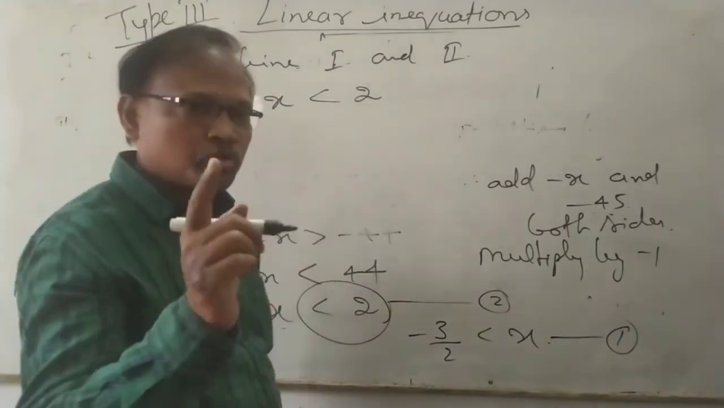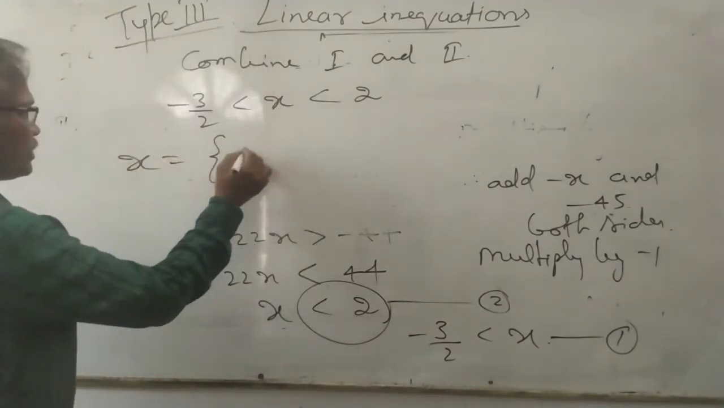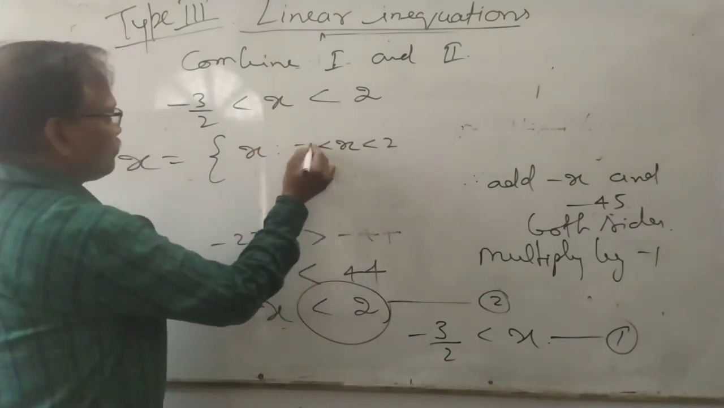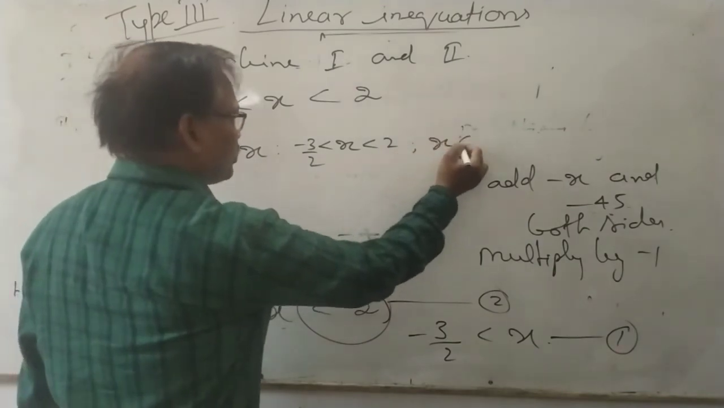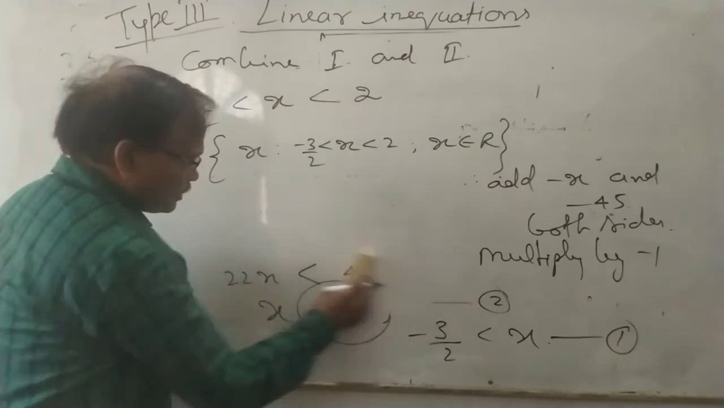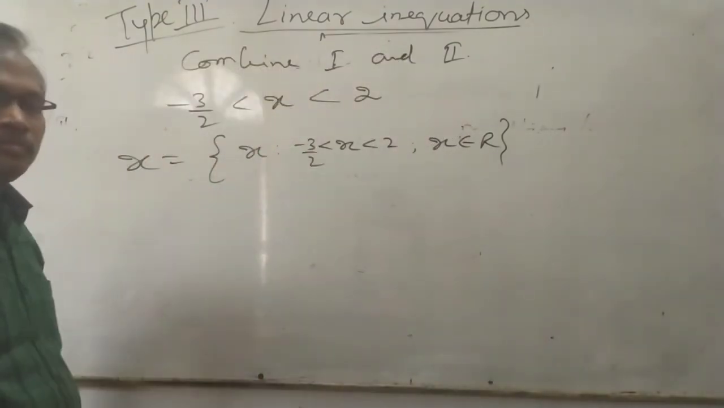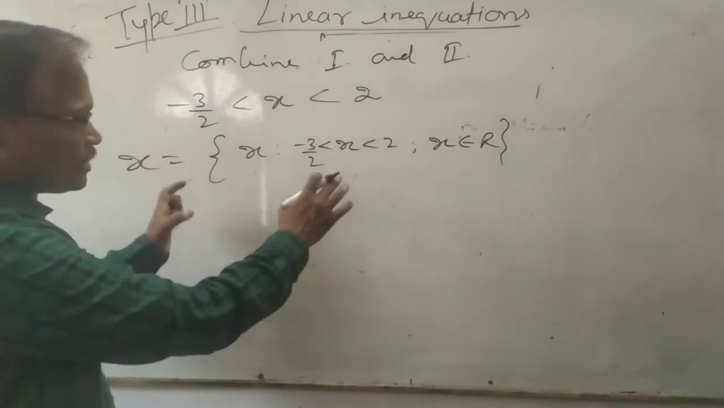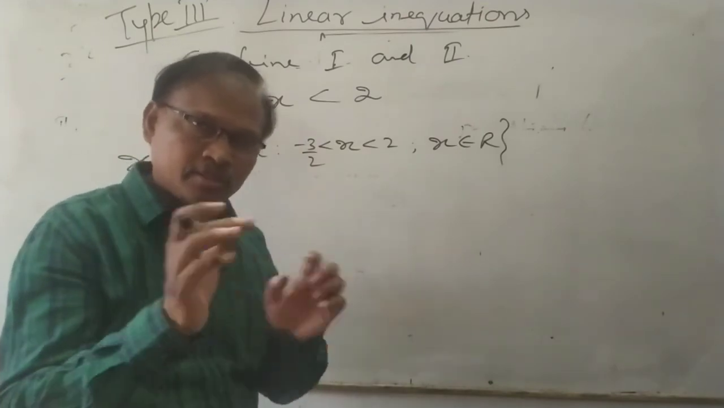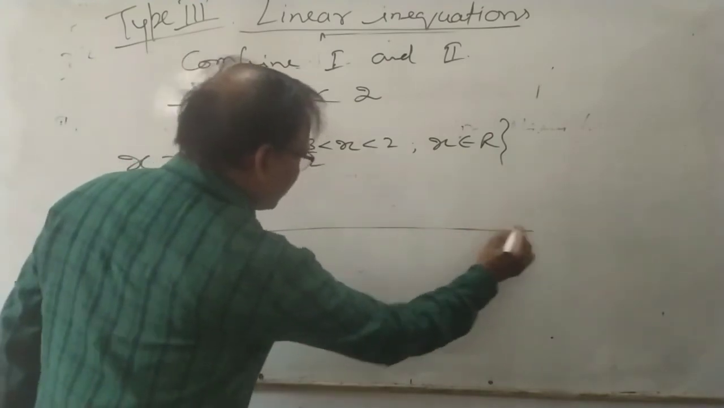Now x belongs to real numbers. तो what is the solution set? This is x, minus 3 by 2 less than x less than 2, and x belongs to R. You have to write the solution set like this. Only in the case of real numbers you will write like this. Don't write the digits, क्योंकि real numbers, there are infinite real numbers between 1 and 2, also between 1.1 and 1.2 also.